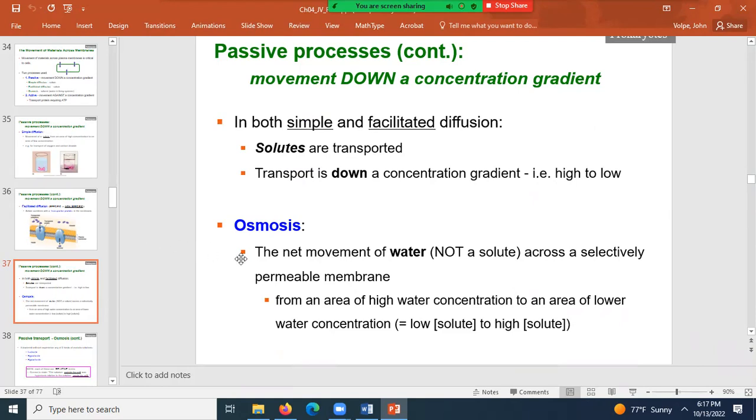Let's talk a little bit more about osmosis. When we're talking about solutes being transported across the membrane, that happens either by simple diffusion or facilitated diffusion. But when we're talking about water, water moves by osmosis. Water is a solvent, not a solute. And osmosis happens from water moving from areas of high concentration to areas of low concentration.